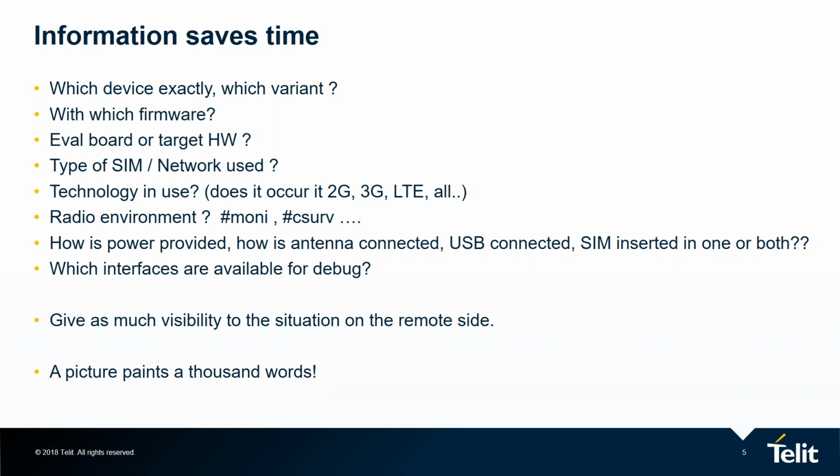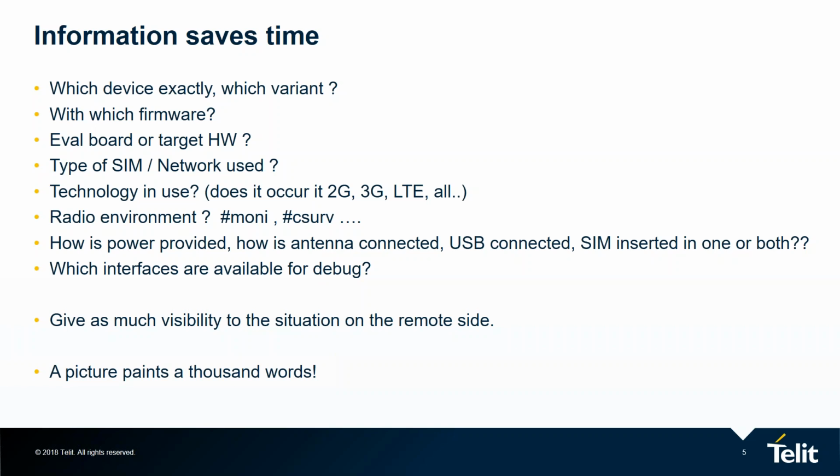The answer was very simple. So, how is the antenna connected? How is the USB connected? Where is it connected? Is the SIM inserted in both interfaces? There's two SIM interfaces. We've seen that happen too. And which interfaces are available for debug?